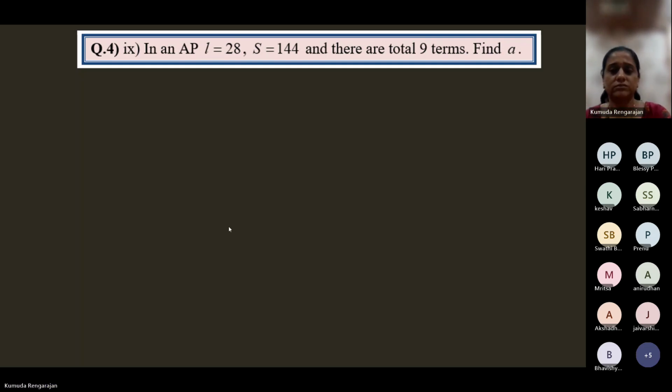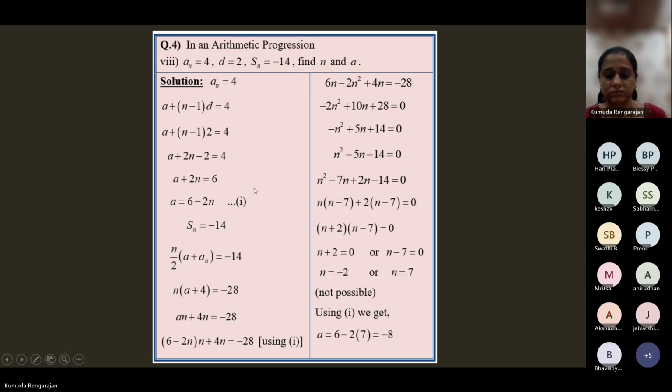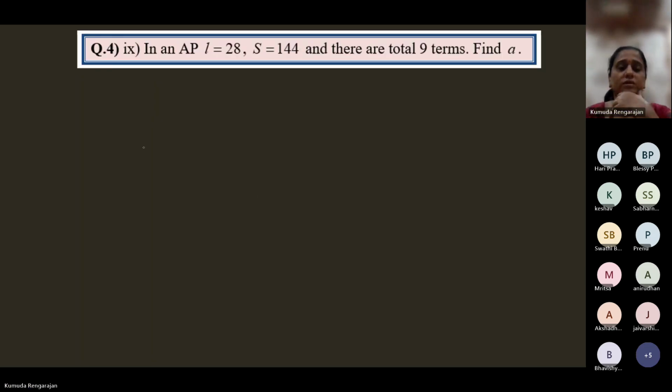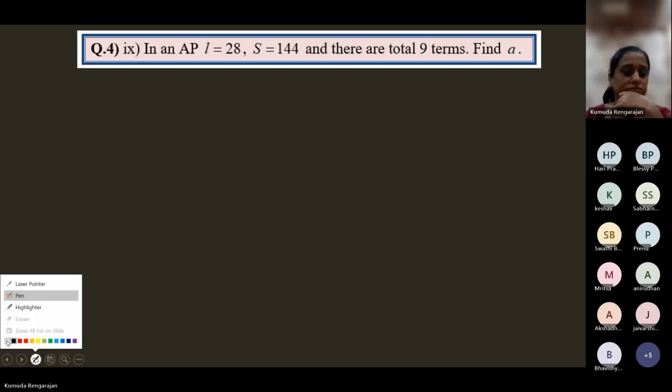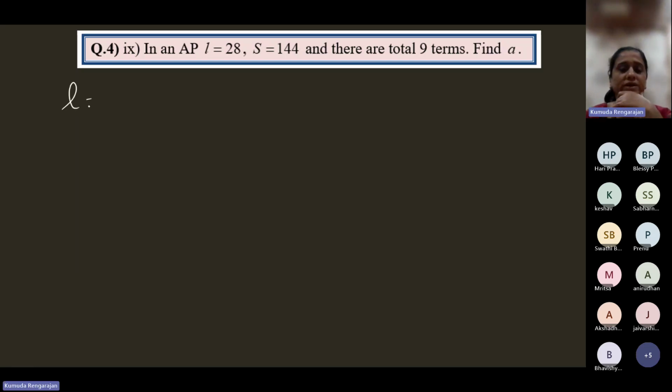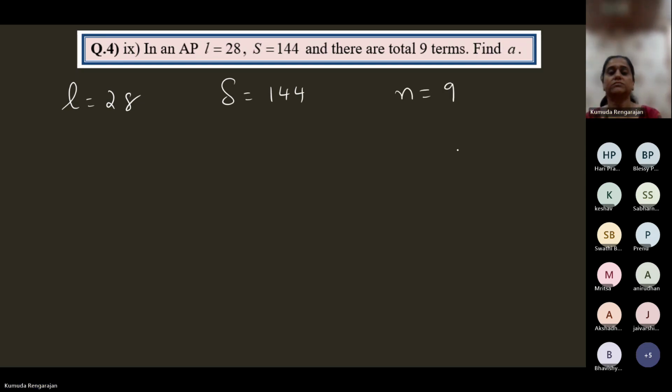9th one, right? So here in an arithmetic progression, the last term is 28. Okay. And S is equal to 144. And there are a total of 9 terms. So N is 9. In an AP, L is equal to 28, S is equal to 144, and there are a total of 9 terms. So N is 9.